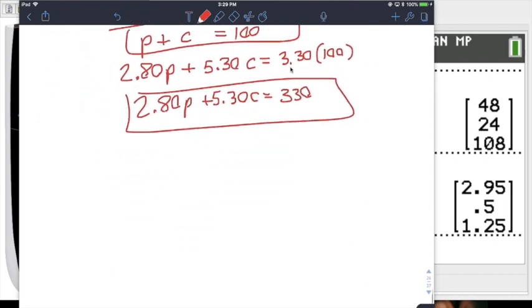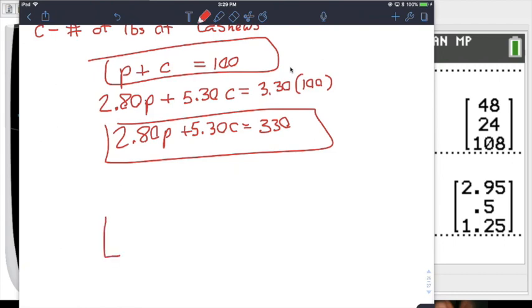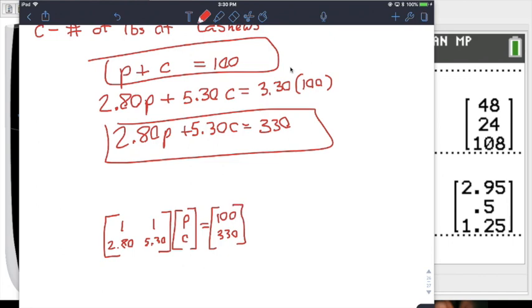Okay, this one only has two variables, which is kind of nice. It'll be a 2 by 2 matrix. So it'll be 1, 1, 2.80, and 5.30, times P and C, and then equals 100 and 330. Okay, and then we'll type that in.